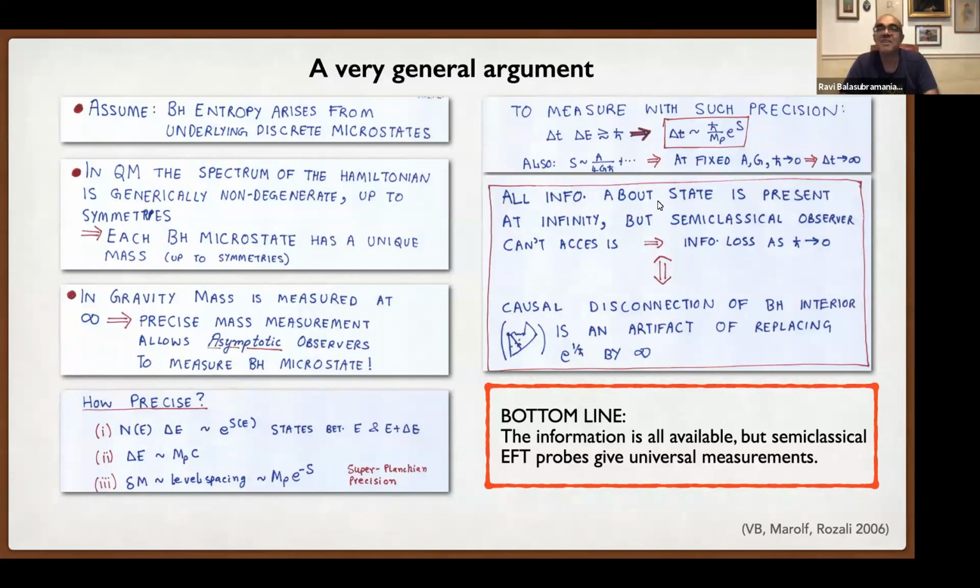Now, finally, the entropy goes like the area of the horizon divided by 4 G Newton h bar. So if you send h bar to 0 to take the semiclassical limit, this time scale is going to infinity. Okay, so what does all this say? At some qualitative level, all the information about the state is clearly present at infinity. You can measure it using a simple observable, the mass.